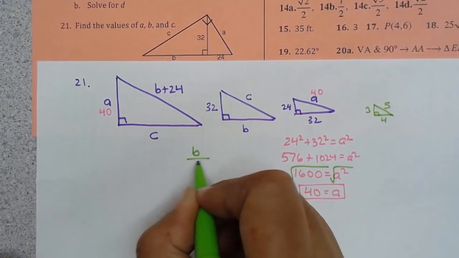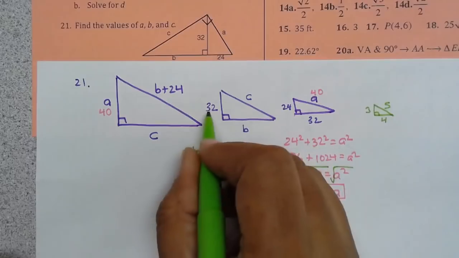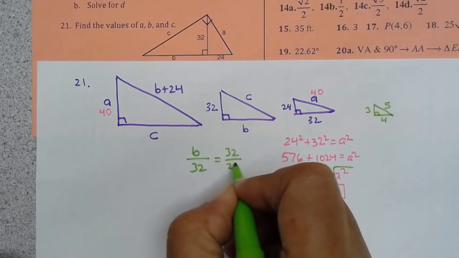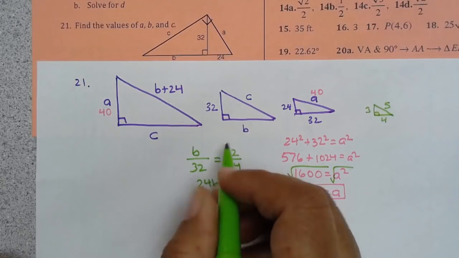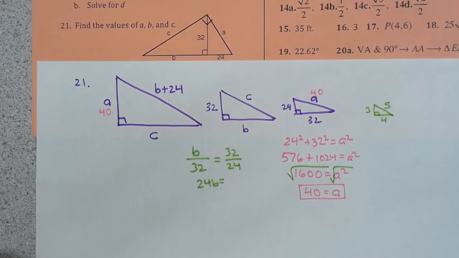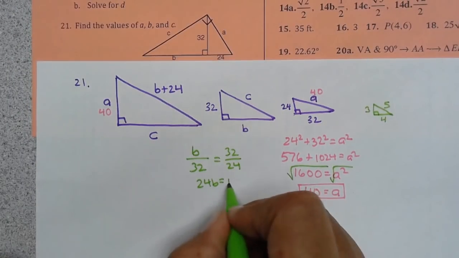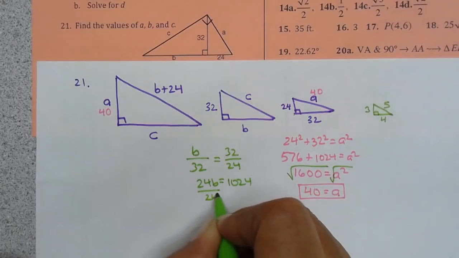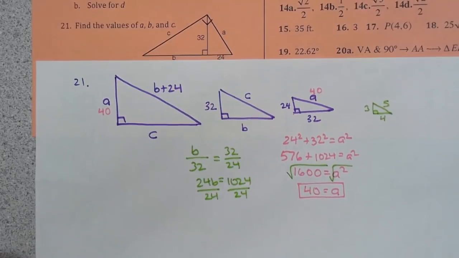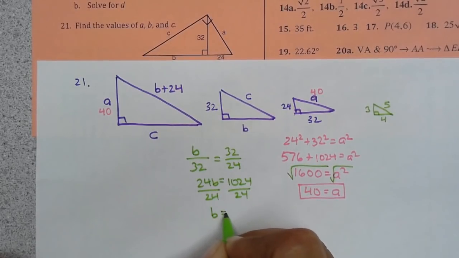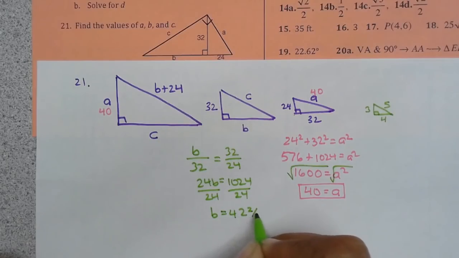So B over 32 equals 32 over 24. And if you cross multiply, B times 24 equals 32 times 32, which is 1024. And if I divide both sides by 24, you get 42 and 2/3. Okay, so this is B.